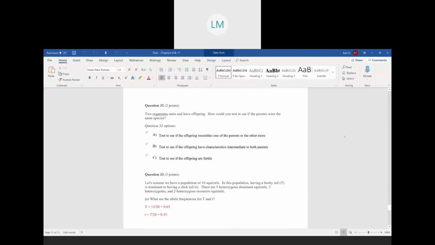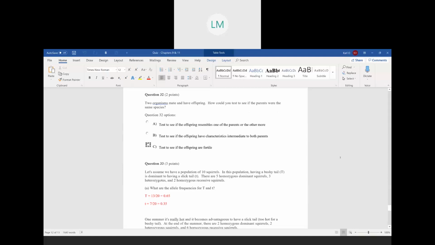Question 32, two organisms mate and have offspring. How could you test to see if the parents were the same species? So we are going to test to see if the offspring are fertile, right? If the offspring are fertile, then they are not two separate species, okay? Right, that's one of the things that separates one species from another species. If they can cross and have fertile offspring, maybe speciation just isn't quite complete yet.